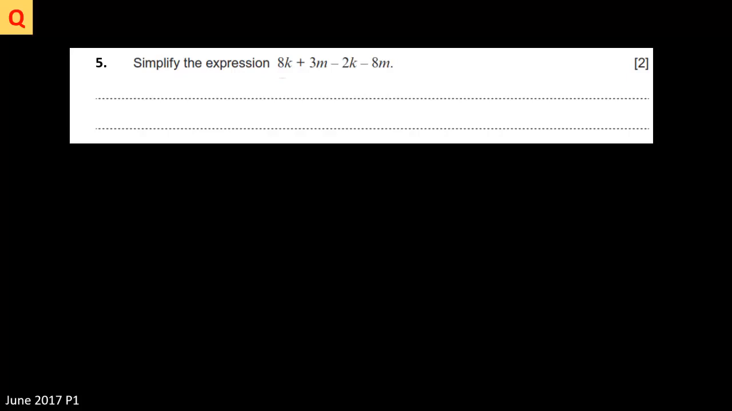Number 5. Similar thing. We got k's and m's. Let's put circles around the k's. 8k, then minus 2k is 6k. Then we've got squares round the m's. Plus 3m, take away 8m. That's a total minus 5m.